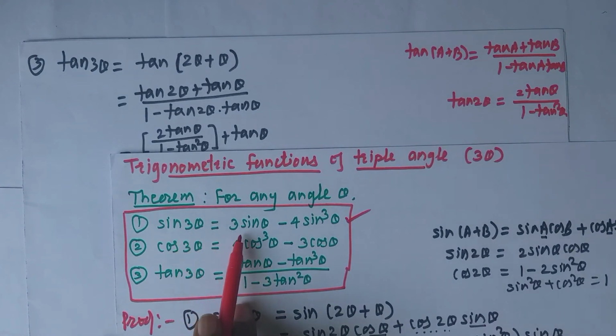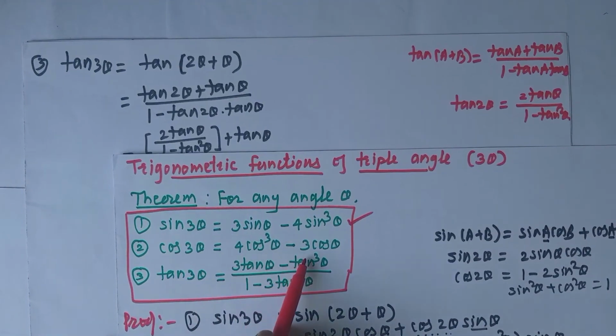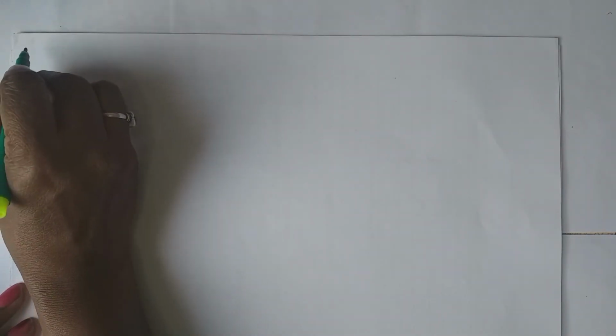This is the formula for sin 3 theta. This is the formula for cos 3 theta. And this is the formula for tan 3 theta. Okay. In today's lecture, we have derived the formulae for trigonometric functions of double angles and trigonometric functions of triple angle. Let's summarize that. What is the formula for double angle?